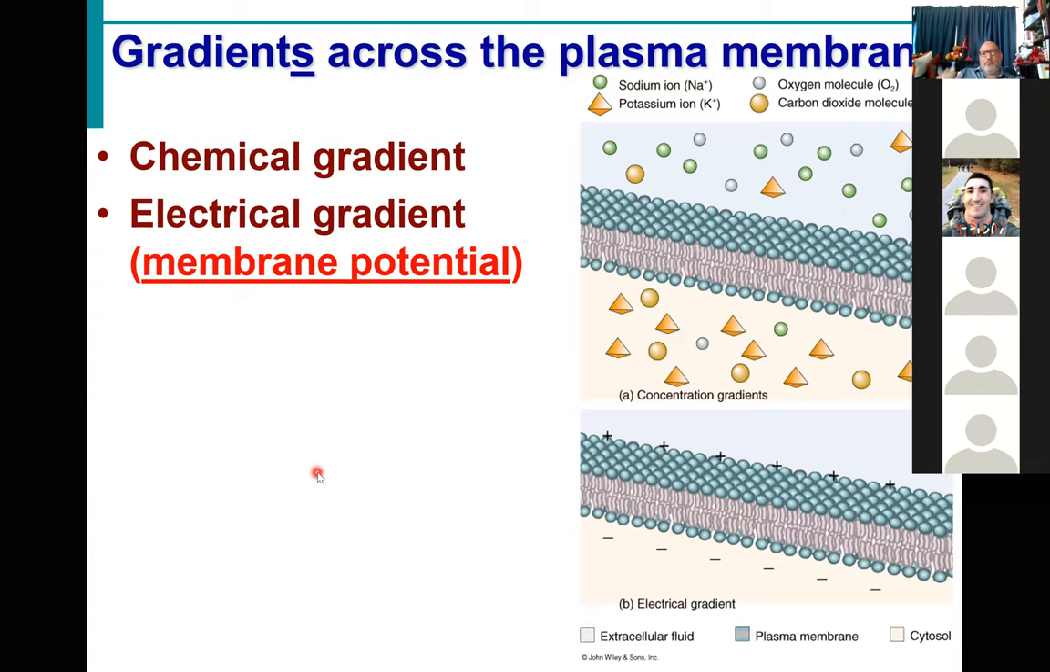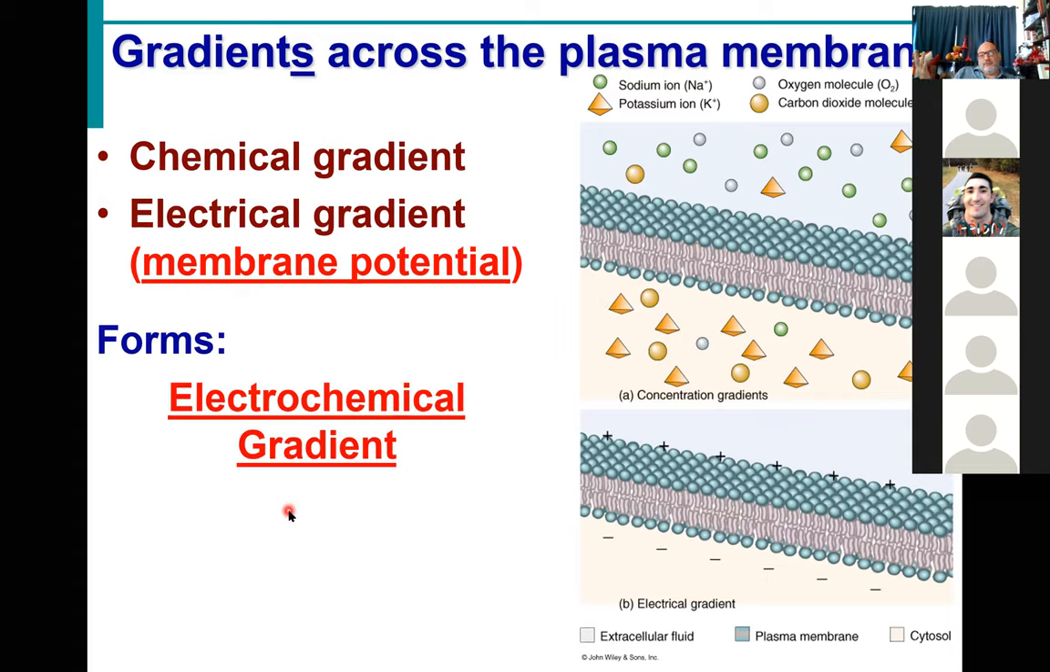So there are going to be two forces that are going to influence how ions are going to want to move. Their concentration gradient and their electrical gradient. And so together, not surprisingly, they form the electrochemical gradient, the driving force on our ions. All right. Oh, I thought I had a pretty picture for this. I guess I'll show it to you later.